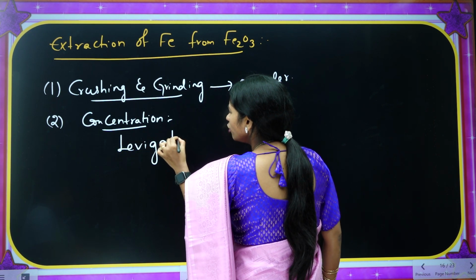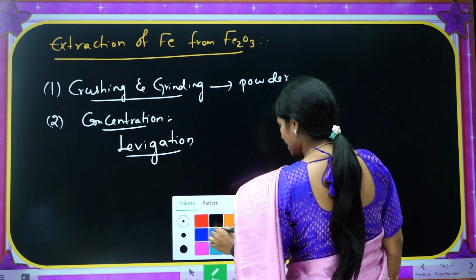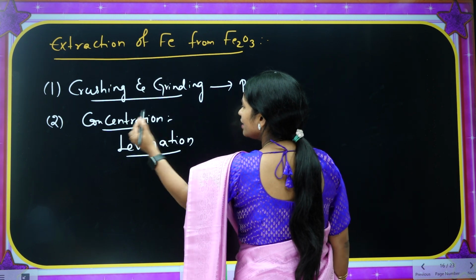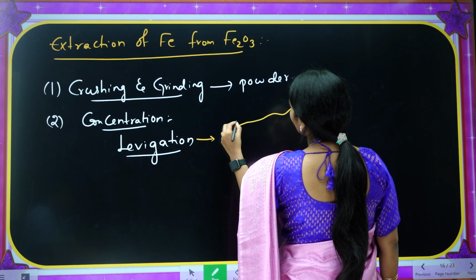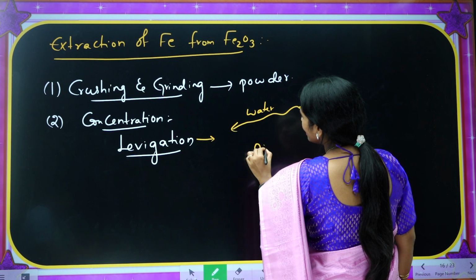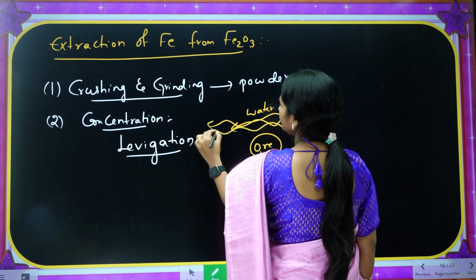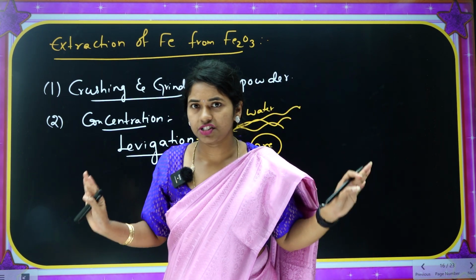Why is this? Write all these points. Take one rough notebook or one notebook you keep for chemistry classes, okay? Whatever I'm discussing here, you just write there. Levitation. What do you mean by levitation? We will flow the water so that all the heavier ore particles settle down. Impurities flow along with water. Okay, so that we remove impurities up to a certain extent.